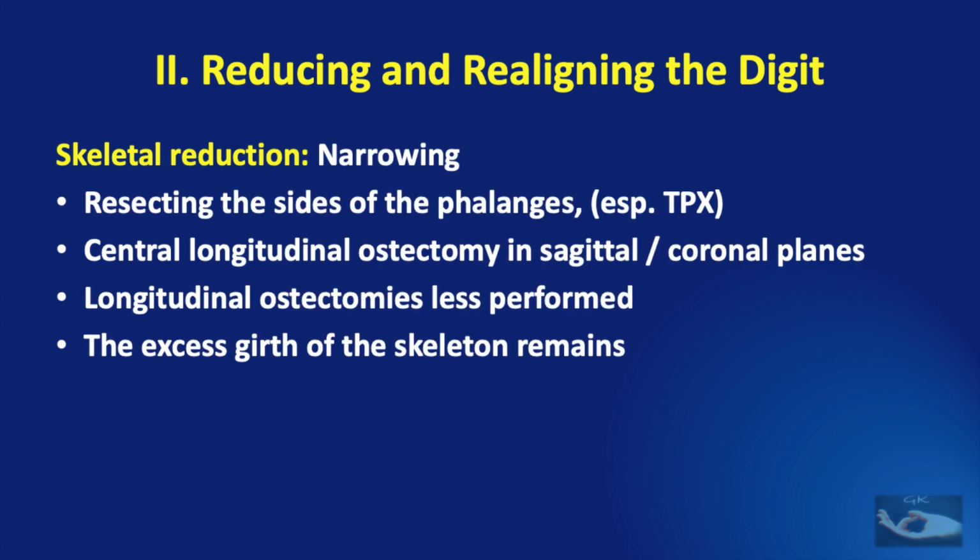To get narrowing of the skeleton, we can do resection of the sides of the phalanges, and this is typically done for the terminal phalanx. We can also do a central longitudinal osteectomy in sagittal and coronal planes. But obviously these longitudinal osteectomies are less commonly performed. And that is the reason why the excess girth of the skeleton remains.